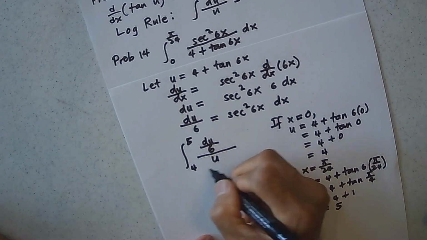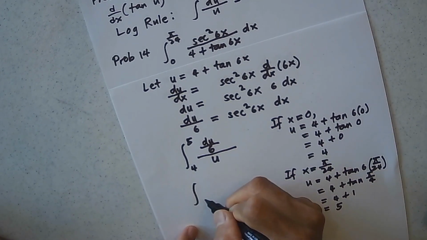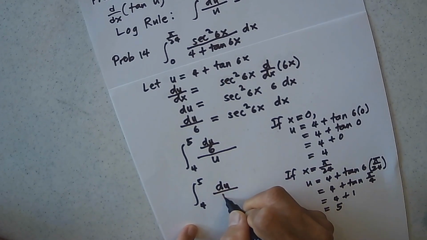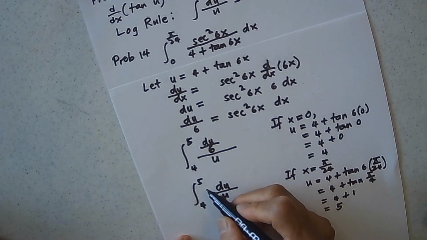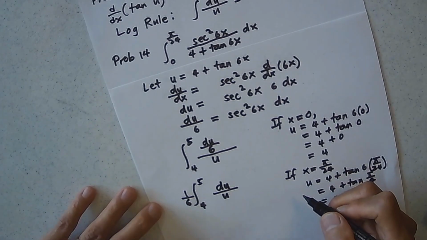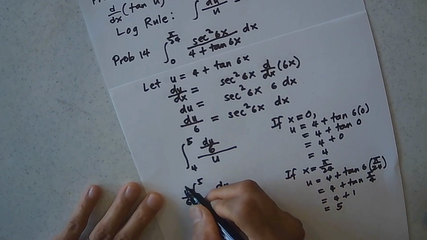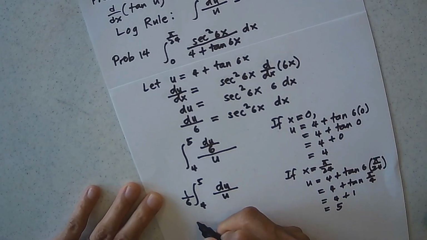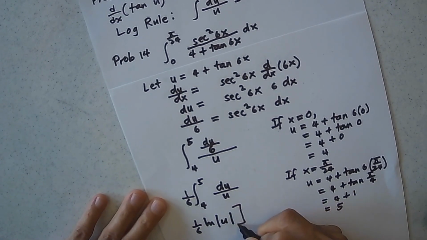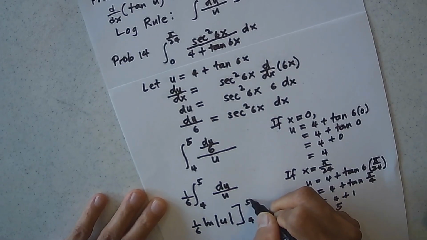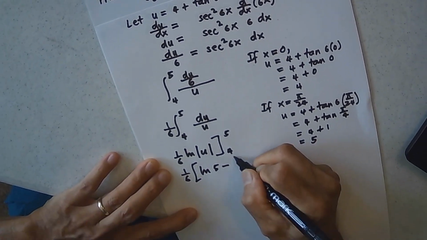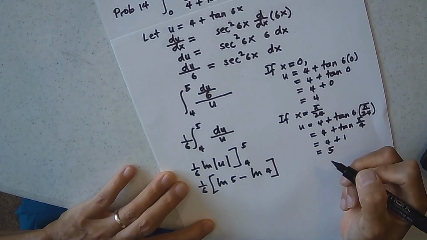So there you go. We can now rewrite this as, look at this, the integral from 4 to 5 of du over u. Where will I put the 6? Well, I can pull that out as 1/6 outside. It's a constant, so we can always pull it out. And so we're done. The integral of this is ln of u. And we will simply evaluate this from 4 to 5. And so we get 1/6 ln of 5 minus ln of 4. That's your final answer.